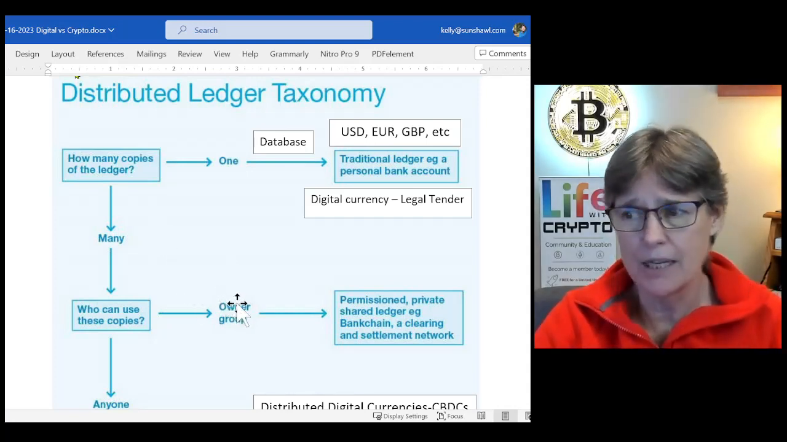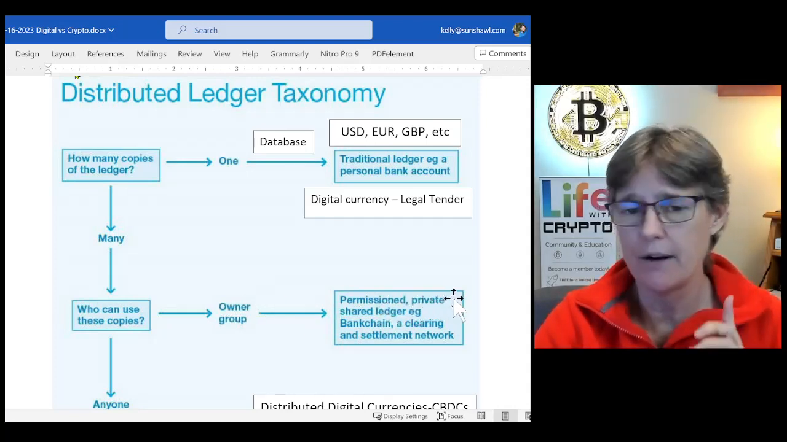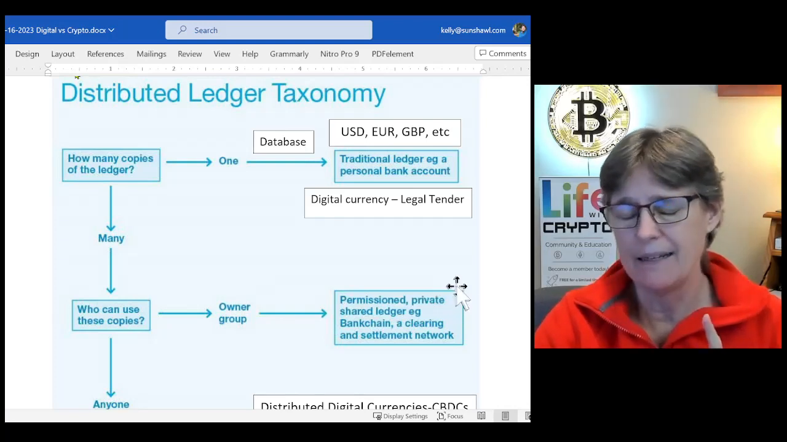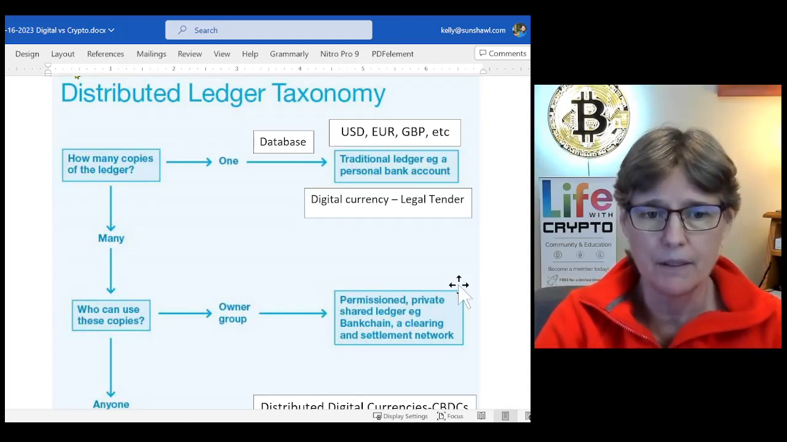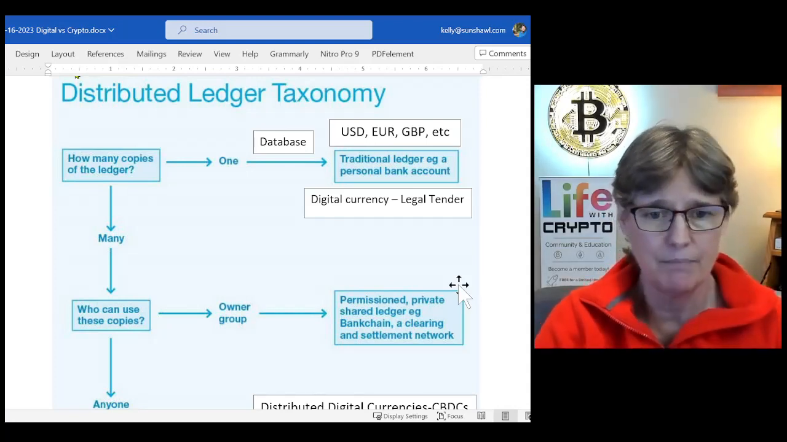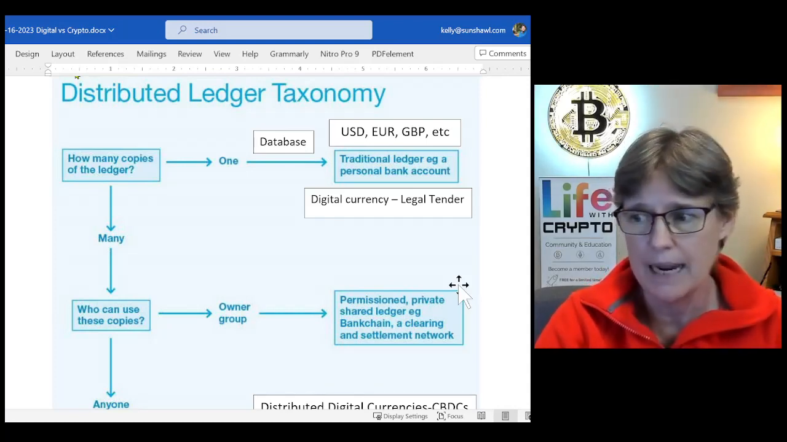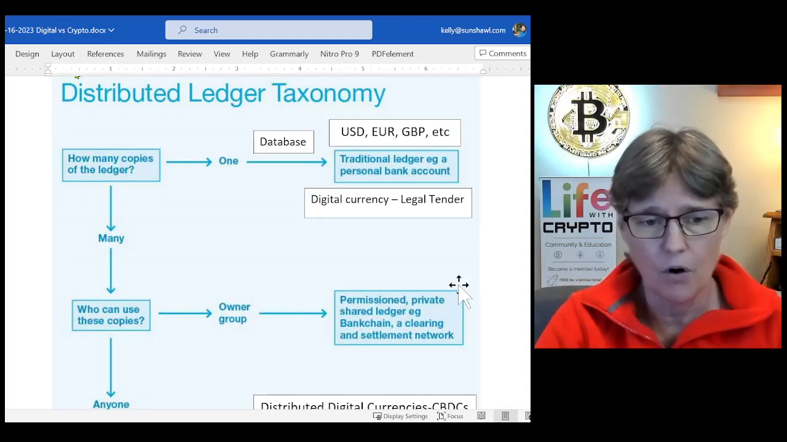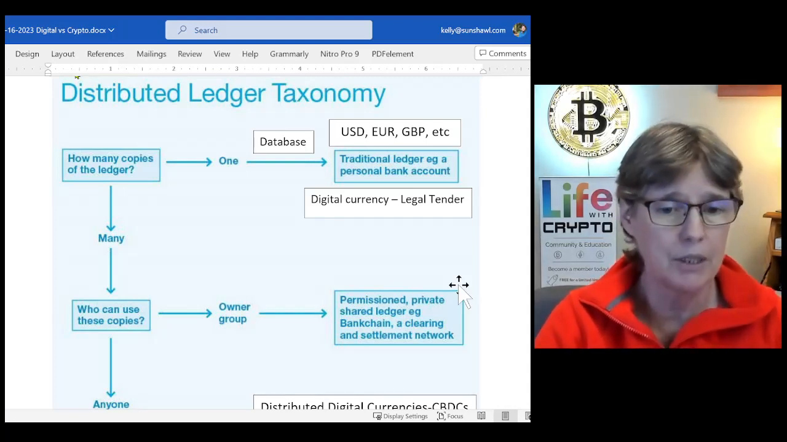If there's a single owner or a group of owners, then that would be a permissioned private shared ledger. And I didn't have time to look up a whole bunch of different types of permissioned private DLTs, because those aren't ones that we would actually have anything to do with. I'm guessing that Maersk had their own, because they were working with IBM there for a while to try to create a supply chain that was permissioned and private.